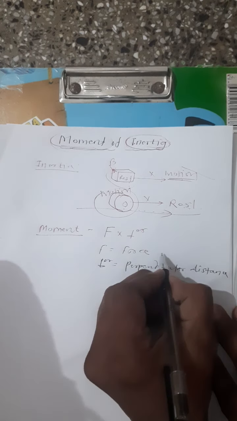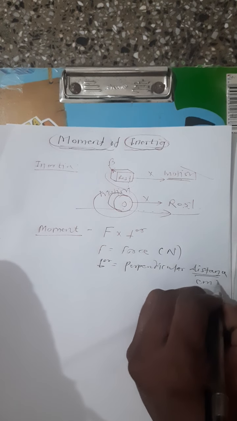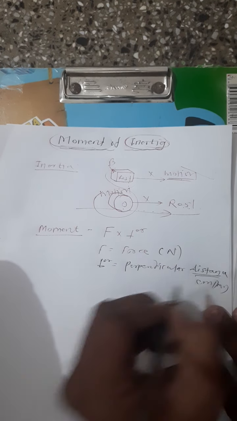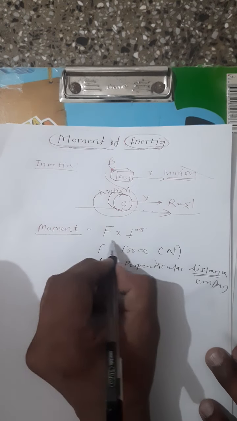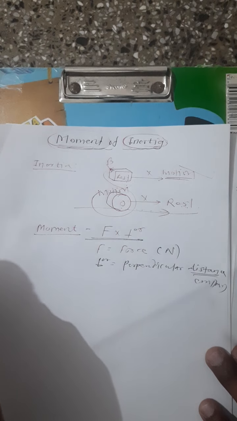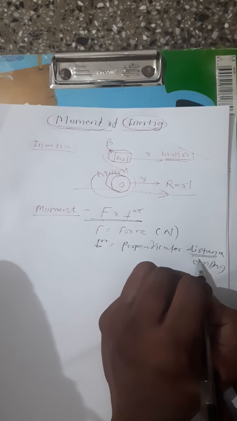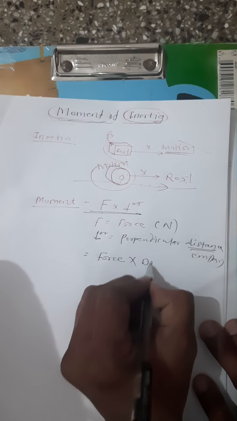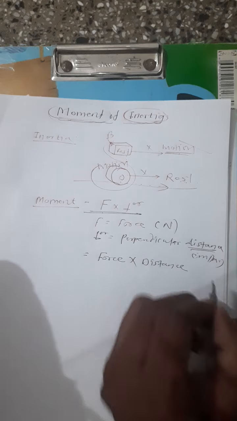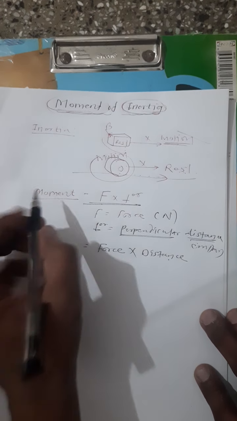Are you getting me? Force, you know very well, is in Newton, and this distance is always measured in meter, mm, centimeter. So moment means product of force into perpendicular distance. It means product of force into distance, but the distance must always be in perpendicular action. So this is moment.